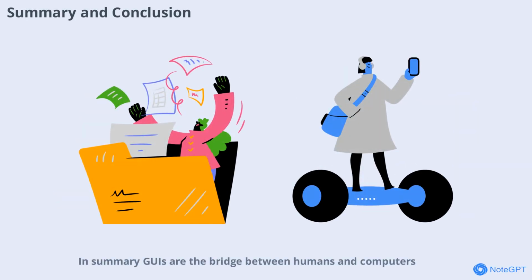Summary: GUIs are the bridge between humans and computers, turning complex commands into simple visual actions. They have evolved from basic windows and icons to immersive, intelligent interfaces that shape our digital lives. As technology continues to advance, GUIs will remain at the heart of our interaction with computers, making technology more accessible, enjoyable, and powerful for everyone.